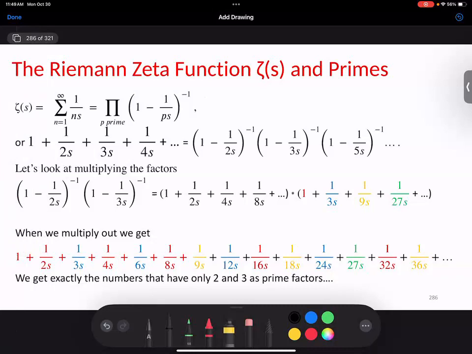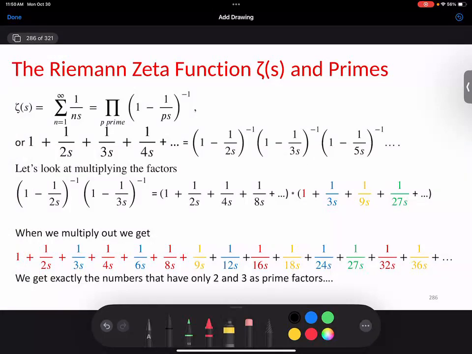And you can see when everything hits the 1, I'm just going to get the pure powers of 2. When everything hits the 1 over 3 to the s, I'm going to get 3 times all the powers of 2. When I have 3 squared, I'll get 3 squared times the powers of 2. And as I start to fill in, I've got 1, 2 to the s, 3 to the s, 4 to the s, 6 to the s, 8 to the s, 9 to the s. I'm never going to get anything twice because of unique factorization.